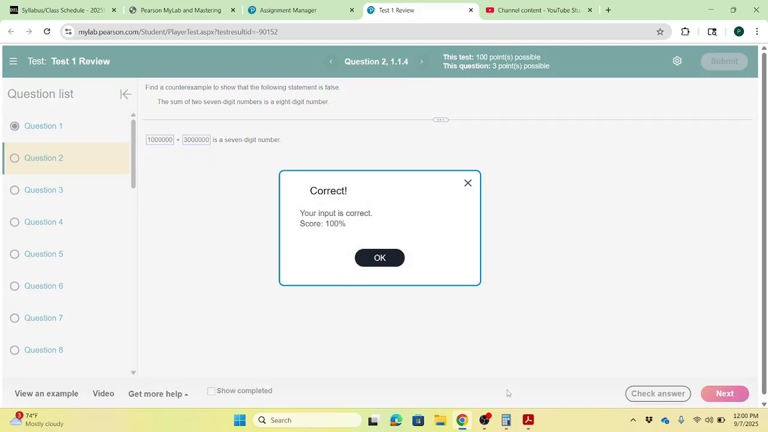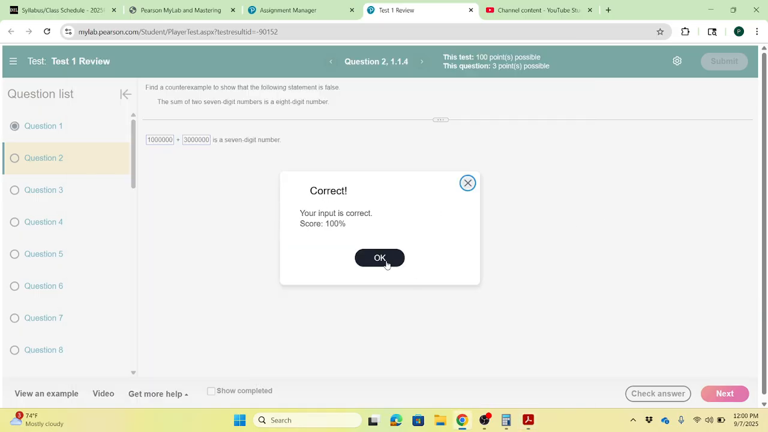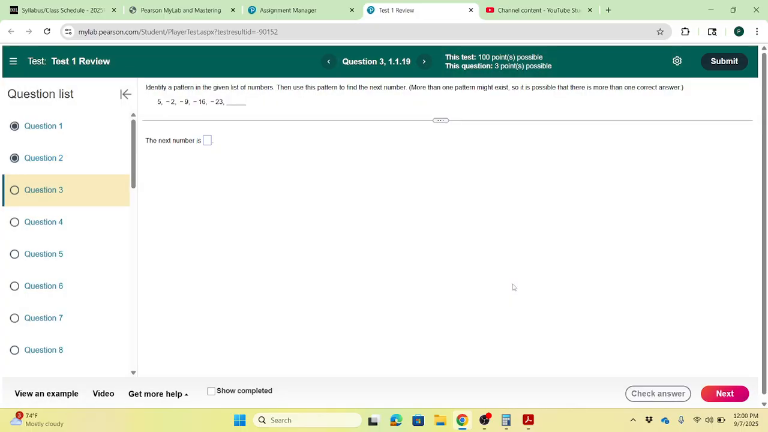Remember, you can have any example. Here I tried two same numbers, but it's not always two same numbers. This is just a counterexample. There are many counterexamples here.